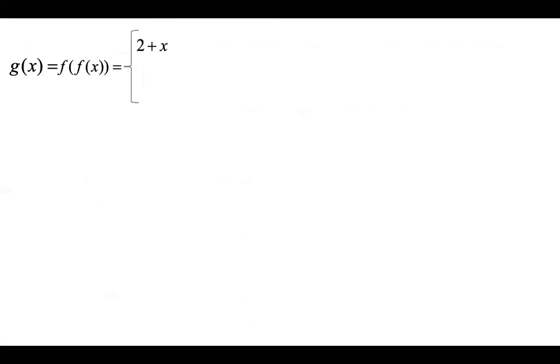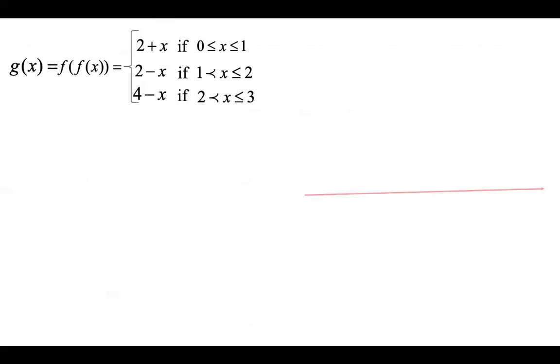So from the previous slide, when x is in between 0 and 1, f composite f of x is 2 plus x. When x is in between 1 and 2, it is 2 minus x. It is 4 minus x when x is in between 2 and 3. Let us see its graph. x is equal to 1, x is equal to 2, x is equal to 3, like that.